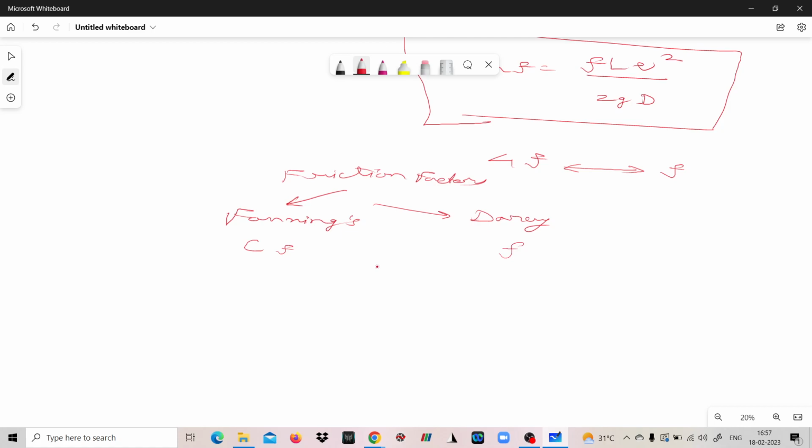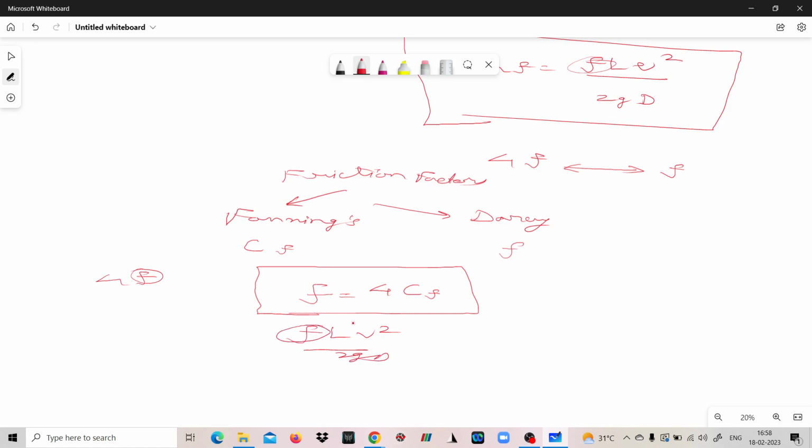Okay. The relationship between Fanning's friction factor and Darcy's friction factor is f is equal to 4 times Cf. Okay. So those books which are writing 4f instead of f here in the Darcy-Weisbach equation, they consider this f to be Fanning's friction factor. And those books which directly write it as f L V square by 2 g D, there, you have to understand that f is Darcy's friction factor. So this is a very vital point, and most of the time there is a lot of confusion among the students regarding this 4f and f.